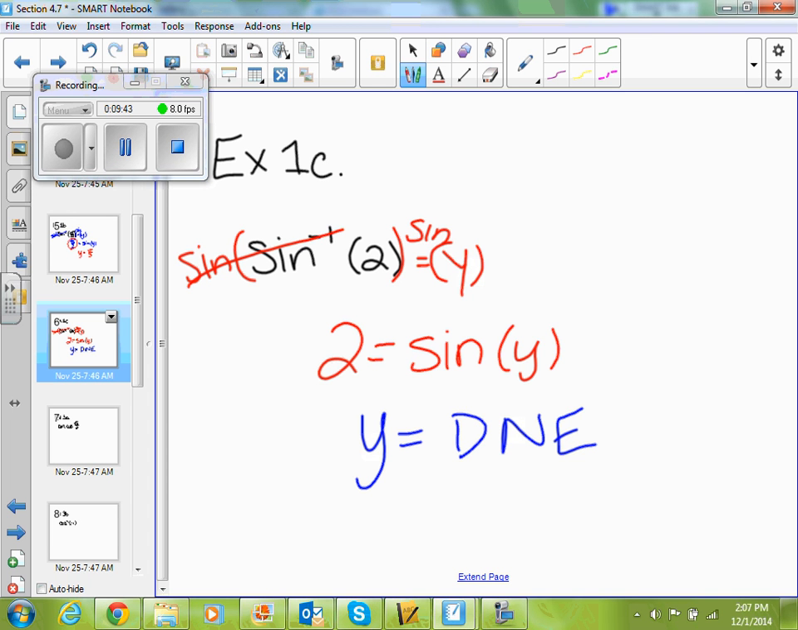I also knew that to be the case because my range was always between negative 1 and 1. And so if I'm always working in between the constraints of negative 1 and 1, 2 doesn't exist between negative 1 and 1. So since 2 does not fall in between negative 1 and 1, it does not exist.